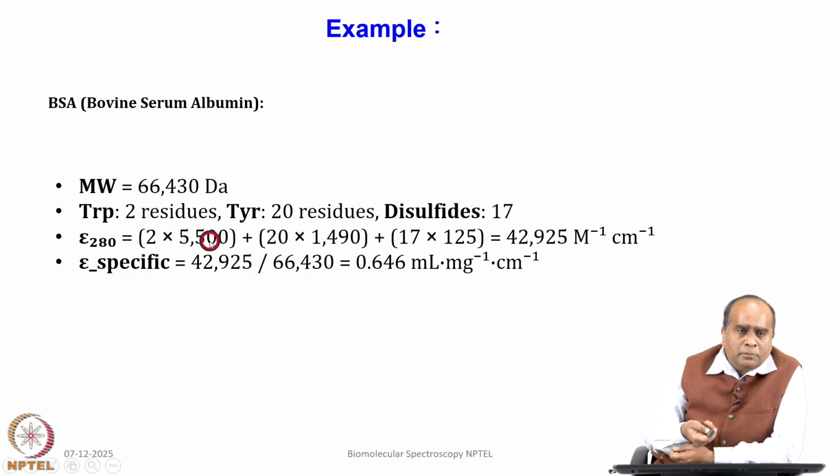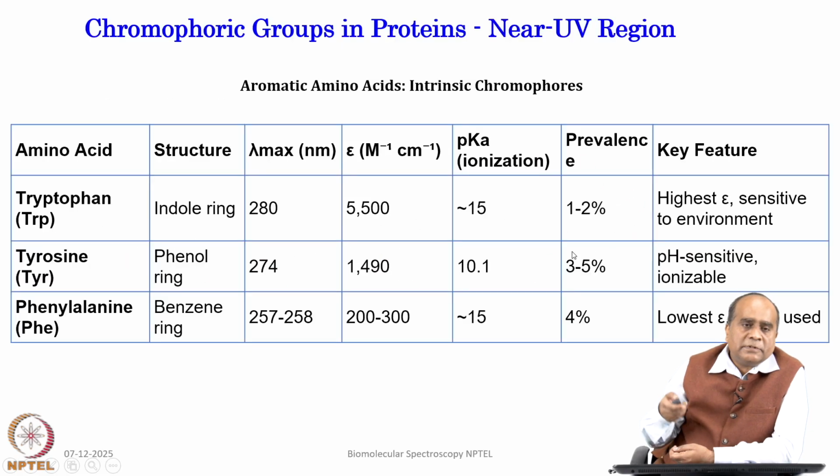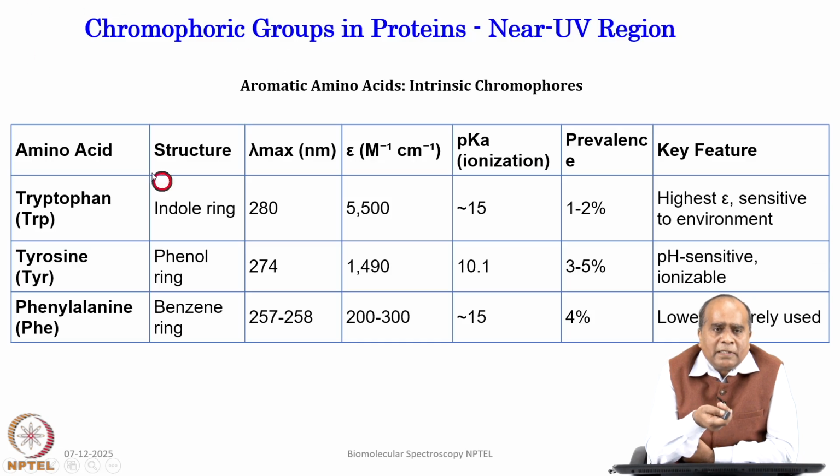So, you can put 2 multiplied with 5500, 20 multiplied with 1490, 17 multiplied with 125. This is the molar extinction coefficient coming, and for the specific extinction coefficient, you divide this number by the molecular weight, and that unit will be ml per mg per cm, right. The molar extinction coefficient is per mole per centimeter, here ml per mg per cm. So, that is the specific extinction coefficient, and this is the molar extinction coefficient, right.